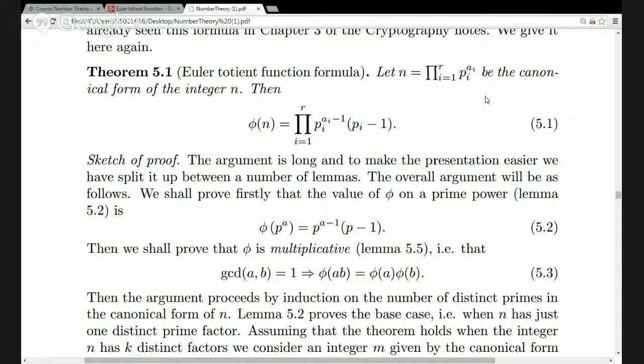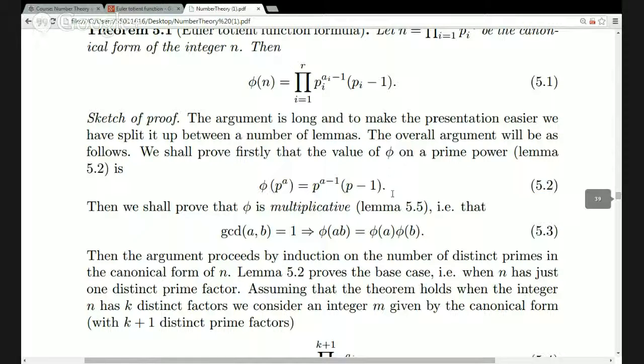So that's the induction. So what's the base case? The base case is when there's only one prime in the prime factorization of n. That's the special case of n being a prime power. Numbers like 9, 27, 256, a power of 2. So numbers which are just a power of a single prime. Those are kind of special. So we'll prove it first for numbers like that. So this is the result for a prime power.